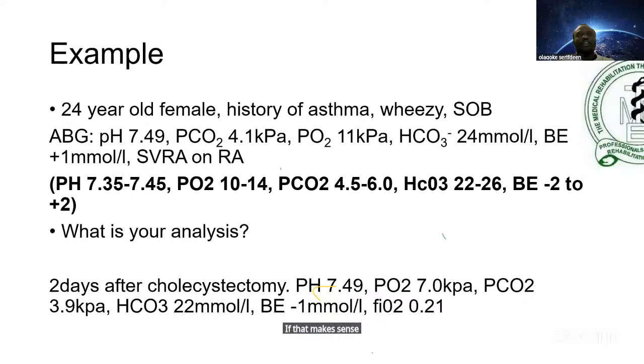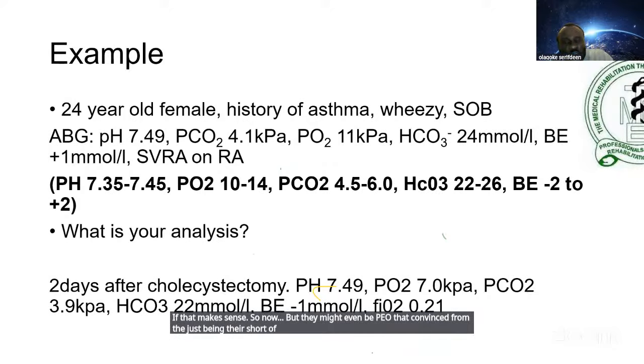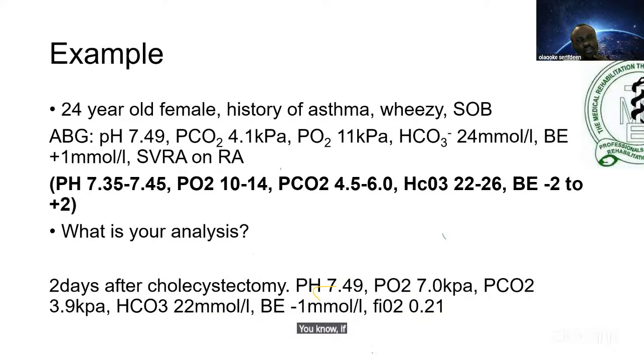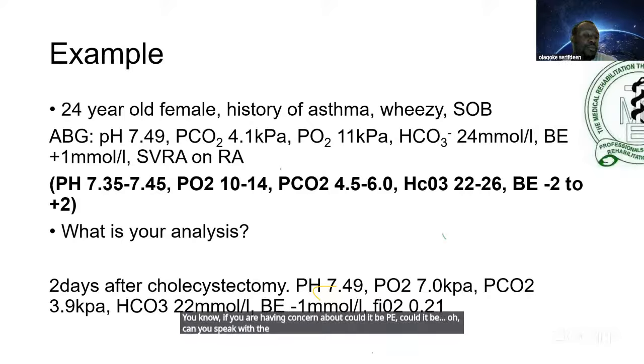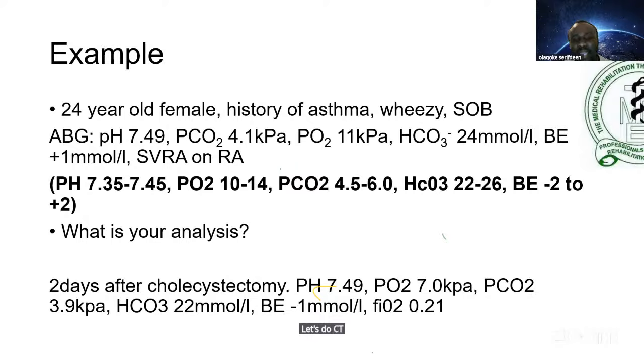So now, they might even have PE. Oh, they are complaining of chest pain. They are short of breath. You can say, let me auscultate. Let me see what is going on with their breathing. If you are concerned, could it be PE? You might want to speak with the nursing staff. You might want to first run an ECG and see if there is a change in the ECG. If there are changes, they might say, oh yeah, let's do a CTPA, let's rule out PE.